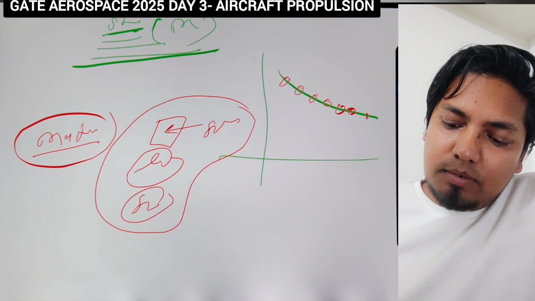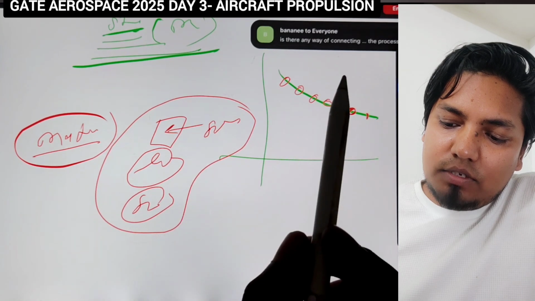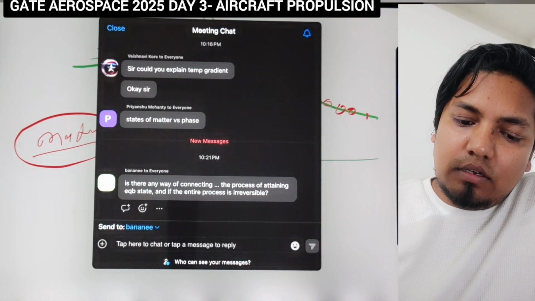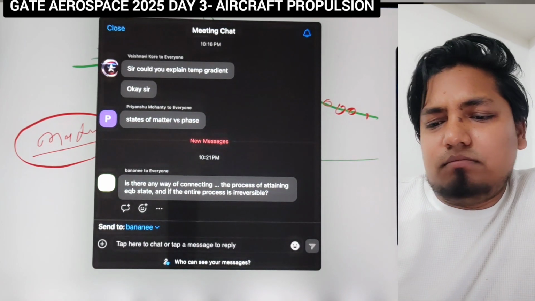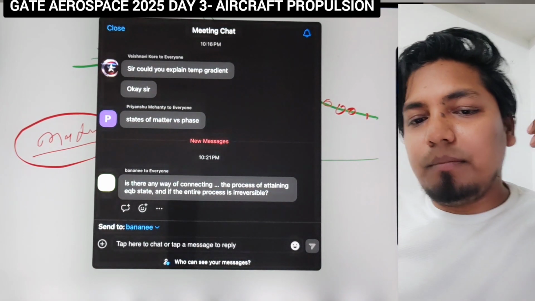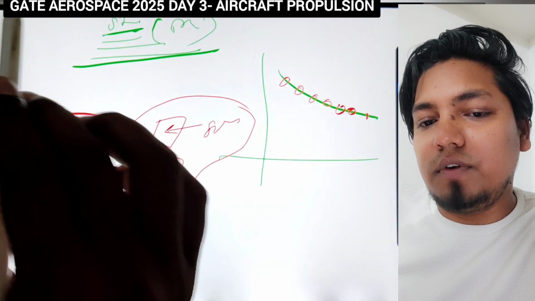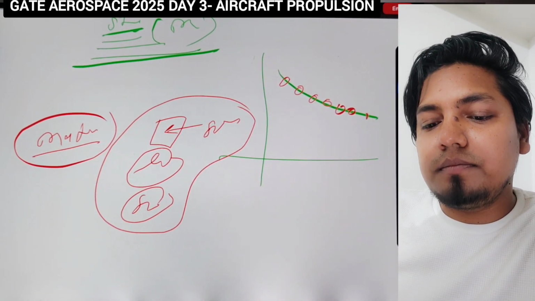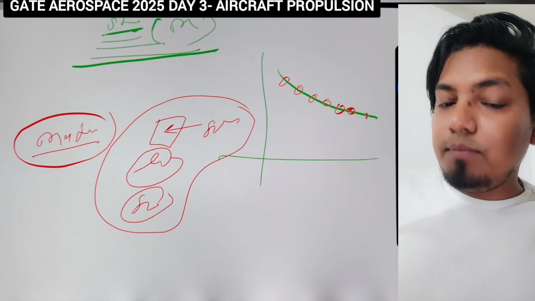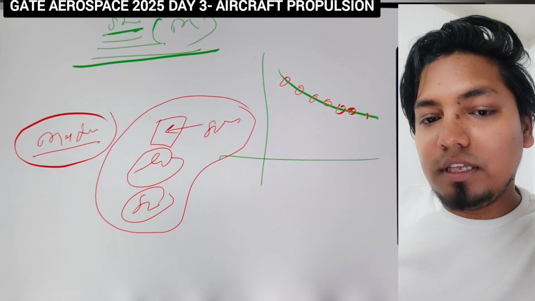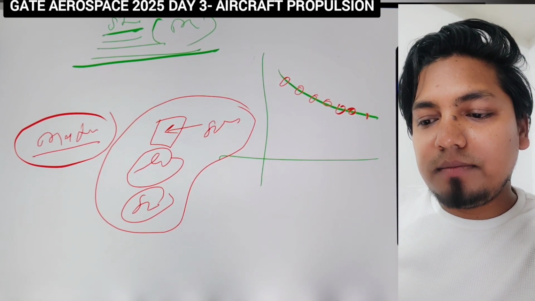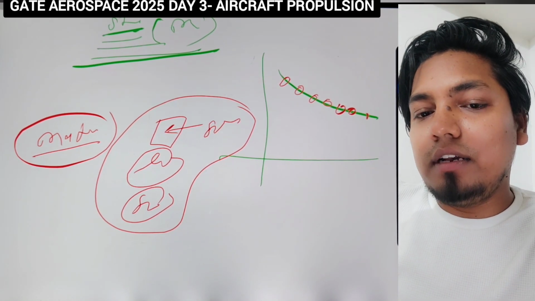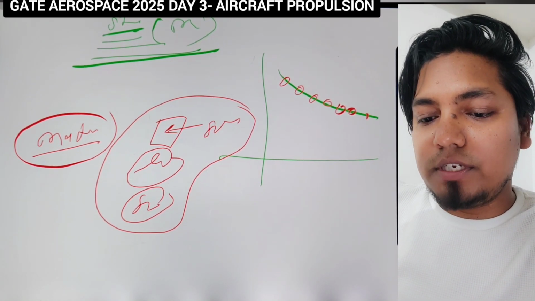Process of attaining equilibrium state, and if the entire process is irreversible. There may be, because this is a very subjective question. There can be a situation or not. That is a very deep question from thermodynamics, so I don't want to bluff anything. Okay, you can study if you have more detailed doubts. Let me know your questions.